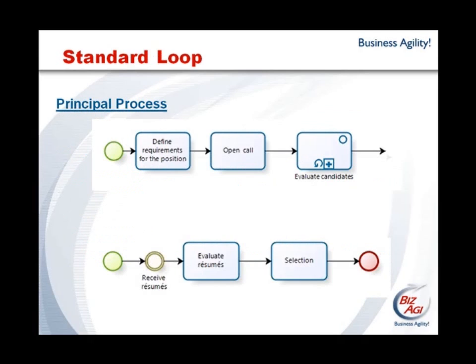We are now going to see a business example where this type of standard loop is used. Imagine that we have a candidate selection process for a position. Suppose that the process covers the activities where the profile of the position is defined, the official notification is opened, resumes or CVs are received, an evaluation of the resumes is performed, and some candidates are selected.